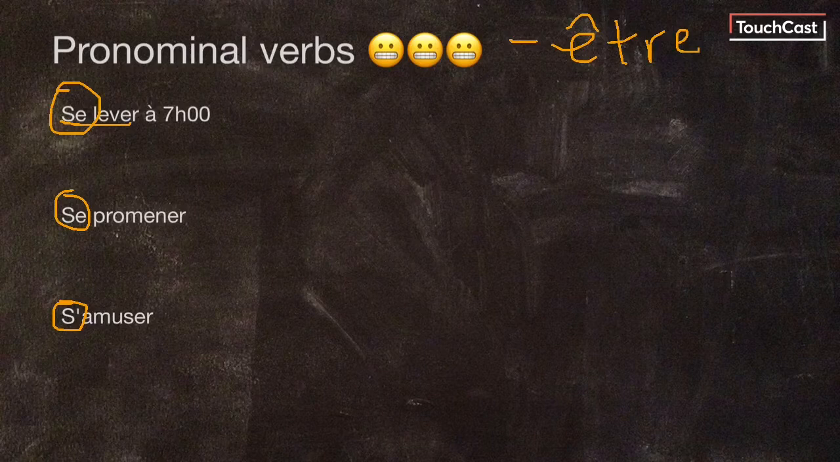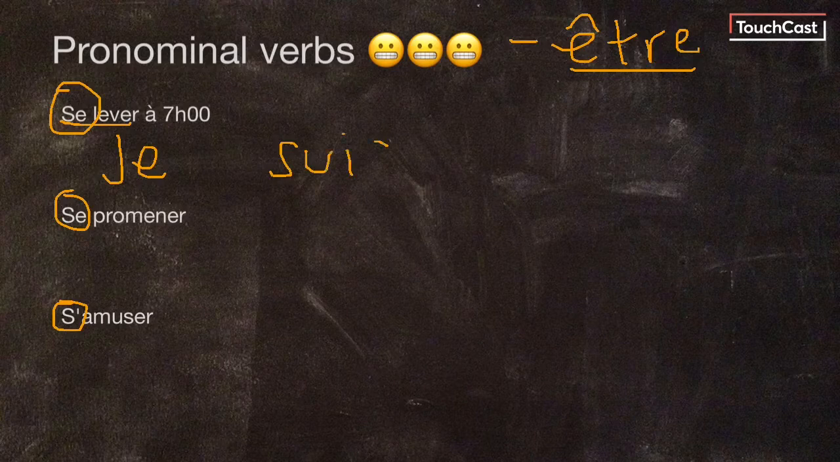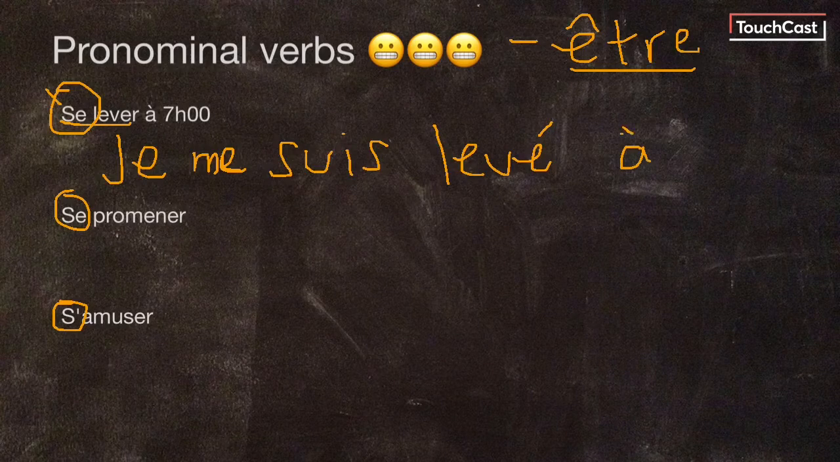Okay, so if you want to say, I got up at 7 o'clock, you start in the same way with je, and then you have to conjugate être for je. So you do this. And then something else you have to think about for pronominal verbs is that se needs to change in function of the subject. So here we have a first person singular, so then it becomes je. Je me suis levé. And levé, thank goodness, that's a regular participle. À 7 heures. So I got up at 7. Je me suis levé à 7 heures.